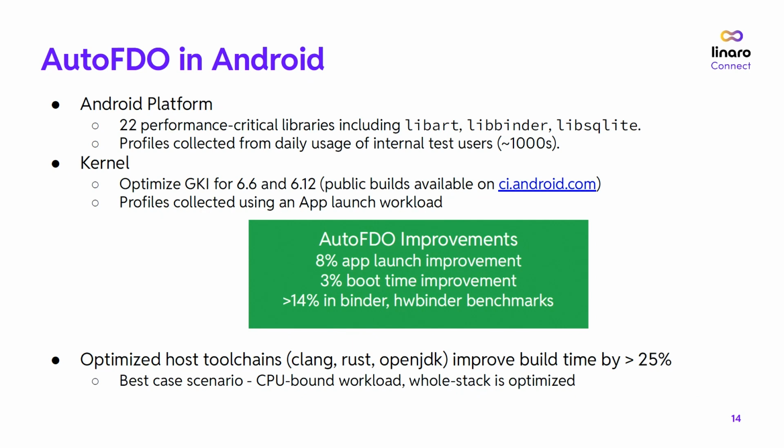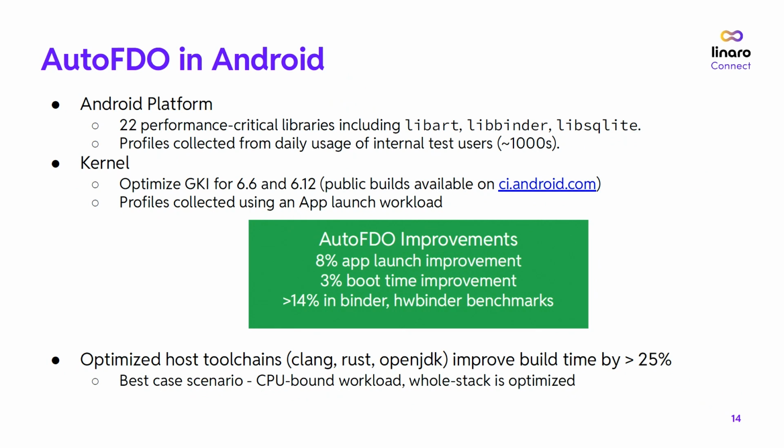So okay, let me wrap up with the current state of optimizations that we have in Android. We have AutoFDO on for 22 performance critical libraries in the Android user space. These profiles are collected from our internal test fleet of around 1,000 users. We have also worked with the kernel team in Android to enable AutoFDO for kernel 6.6 and 6.12.